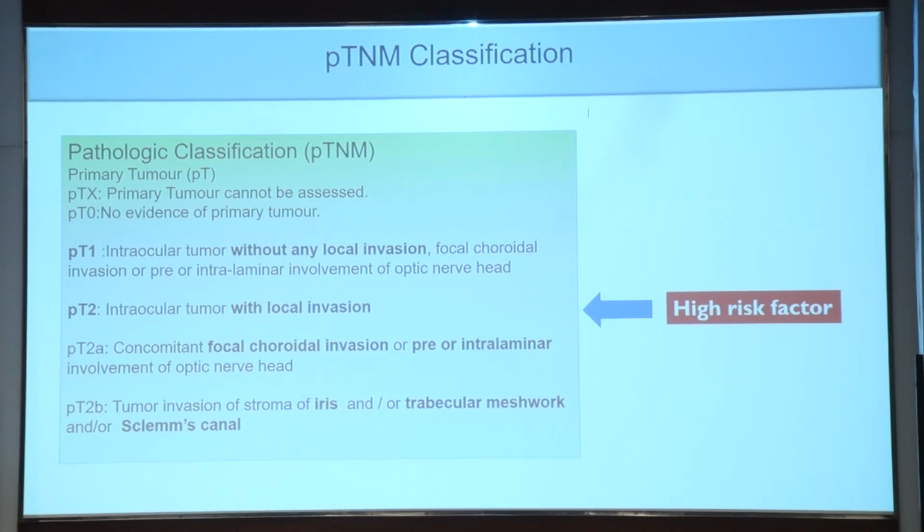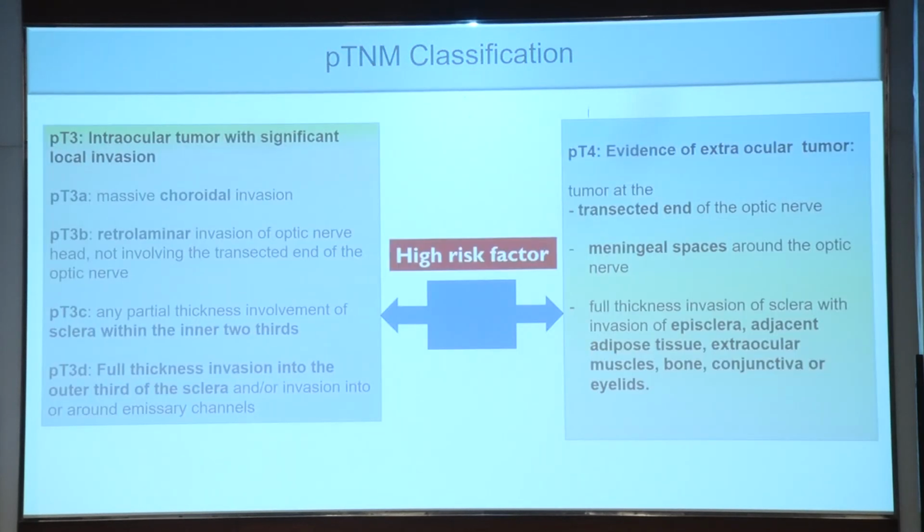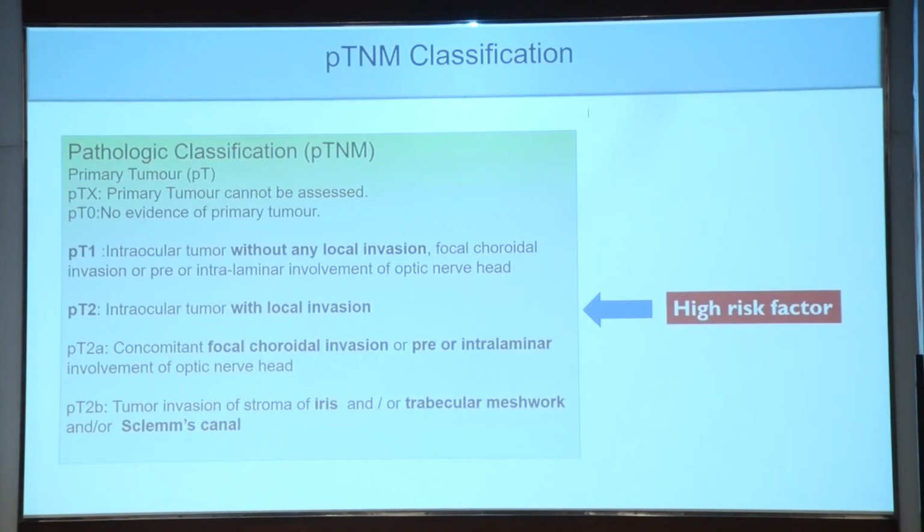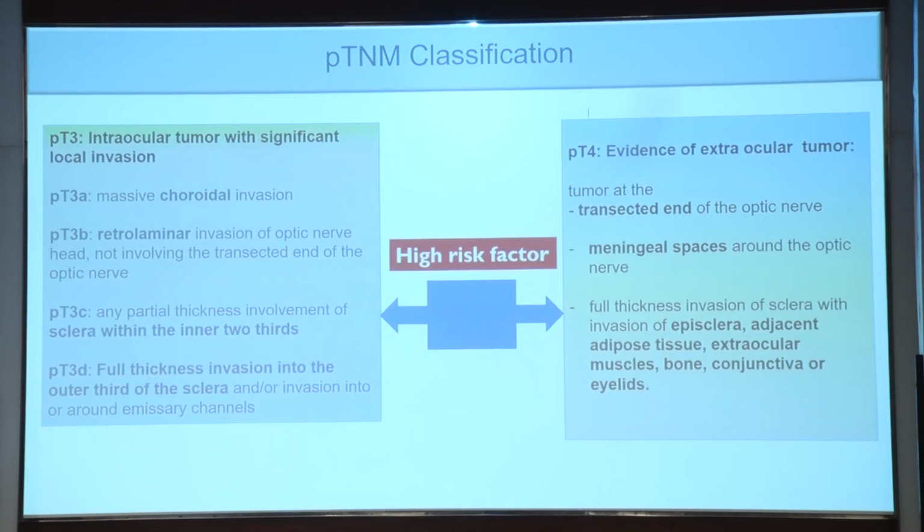So the possibility of high-risk features is very, very small in pT1, whereas in pT2, there is focal choroidal invasion and prelaminar or intralaminar involvement. That is a high-risk feature. So pT1, no high-risk feature. pT2, yes, high-risk feature. pT3, lots of high-risk features: massive choroidal invasion, retrolaminar invasion of the optic nerve, scleral involvement, full thickness involvement of the sclera. And these are dead-on high-risk features pathologically for retinoblastoma. And pT4, as clinically, so pathologically also, if there is evidence of extraocular extension, it is pT4.